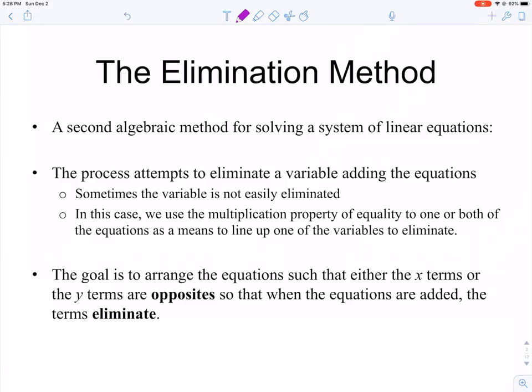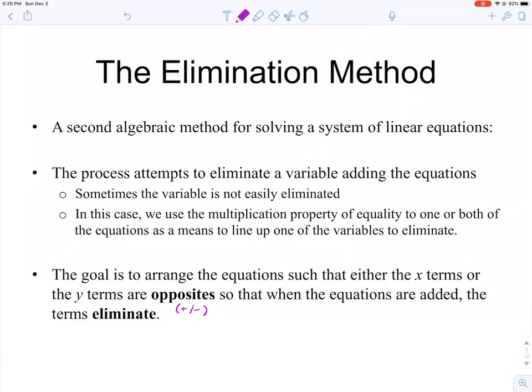So sometimes the variable is not easily eliminated, and when that's the case, we have to use the multiplication property of equality on one or both of the equations as a means to line up one of the variables in order for them to eliminate when we add the equations together. So the goal is to arrange the equations such that either the x terms or the y terms are opposites, right? Opposites refers to opposite sign, so that when the equations are added, the terms will eliminate.